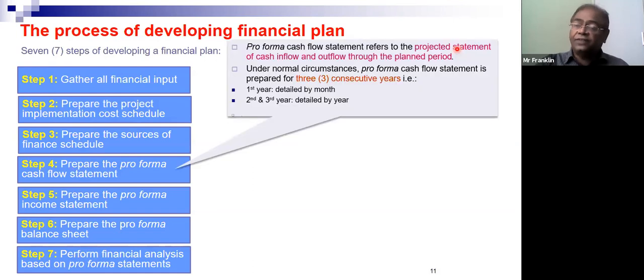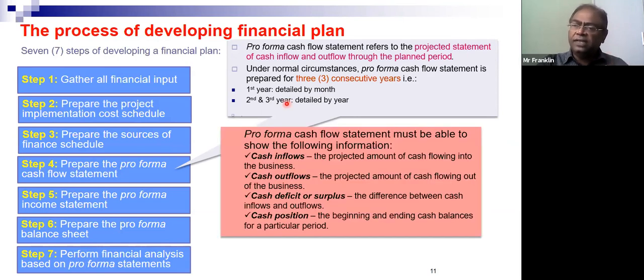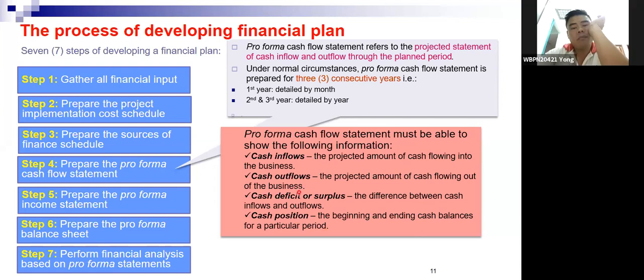Next is the pro forma cash flow. Remember, we talked a lot about cash flow, right? Now, cash flow is one of the most important things. So now cash flow comes in first year detailed by month, second year detailed by year. Okay, 1 year, 2 years, 3 years, like that. So this is how the cash flow statement is. Your cash flow statement will tell you cash inflow, cash outflow. Remember, you saw how much cash comes in, how much cash goes out, cash deficit or surplus, right? And cash position, the beginning and the ending cash. The statement will tell you this.